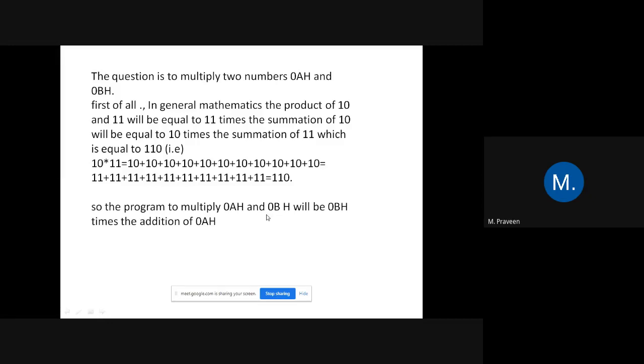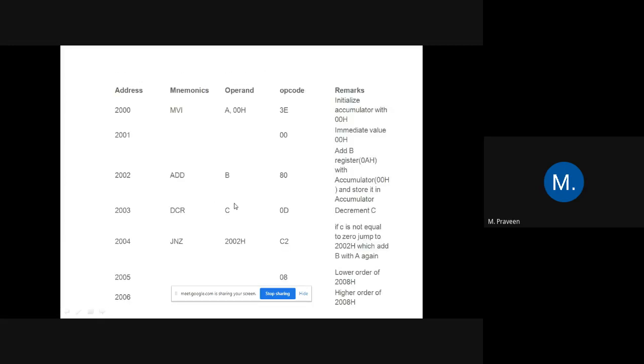Now in the program, 0A and 0B are the two multiplication values. What I am going to do is take 0A, which is 10, and add the 10 value 11 times. So these instructions are already given: MOV A comma 00, along with that the B and C values, given as 0A and 0B.